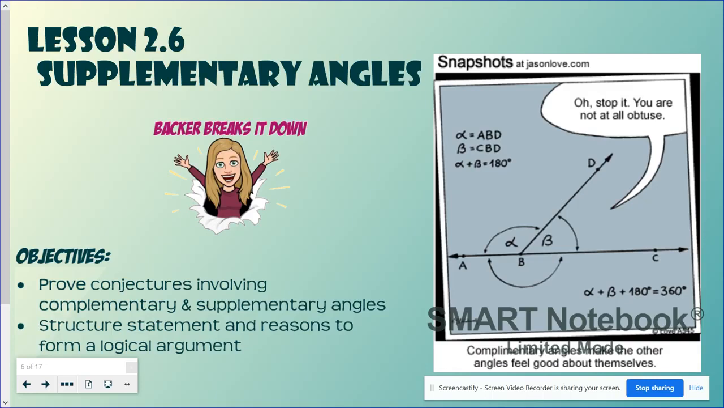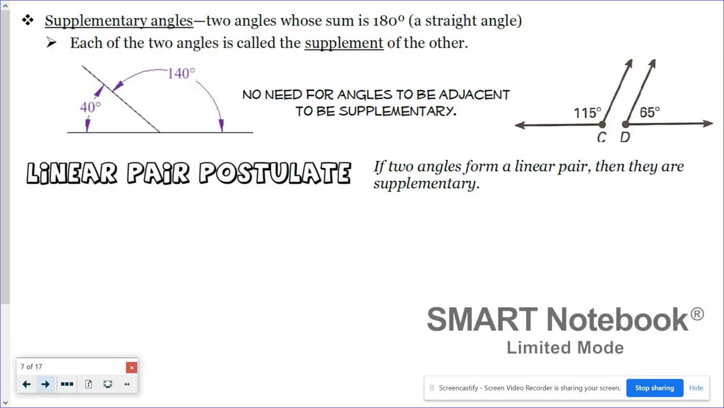Today, we're going to look at supplementary angles. We're going to prove that two angles are supplementary, and then we're going to apply the definition of supplementary angles. Let's get started. First off, supplementary angles are two or more angles that add up to be 180 degrees, which is a straight angle.